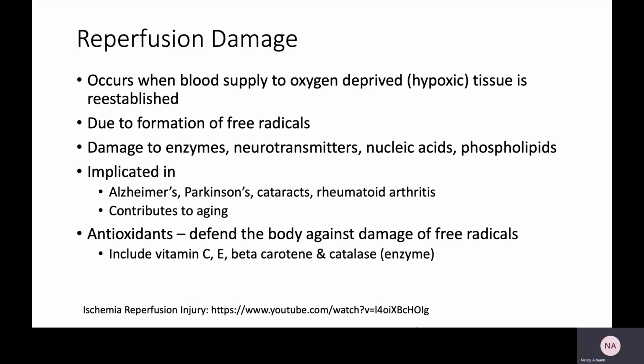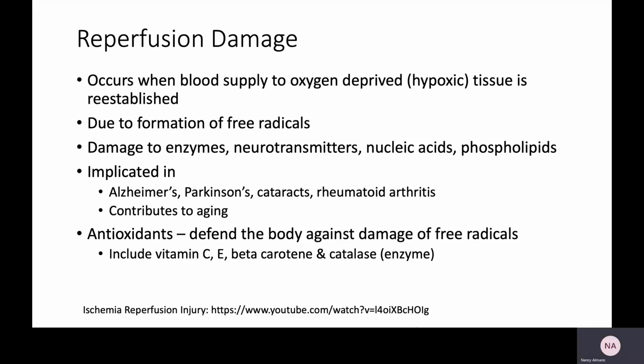There is such a thing as reperfusion damage. What does that mean? This occurs when an area of tissue that has been deprived of oxygen has its blood supply reestablished. What happens is that free radicals will develop and there could be damage to enzymes, neurotransmitters, nucleic acids or phospholipids. This is implicated in a number of other conditions, including Alzheimer's, Parkinson's, etc. You can read all of those. It will also contribute to aging.